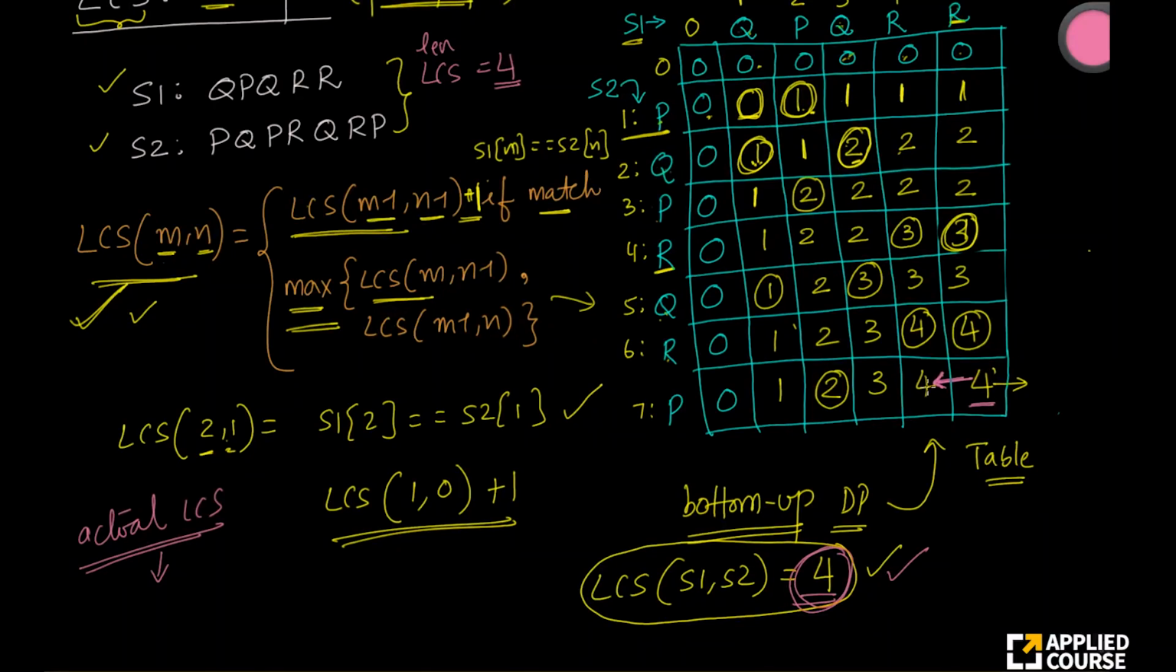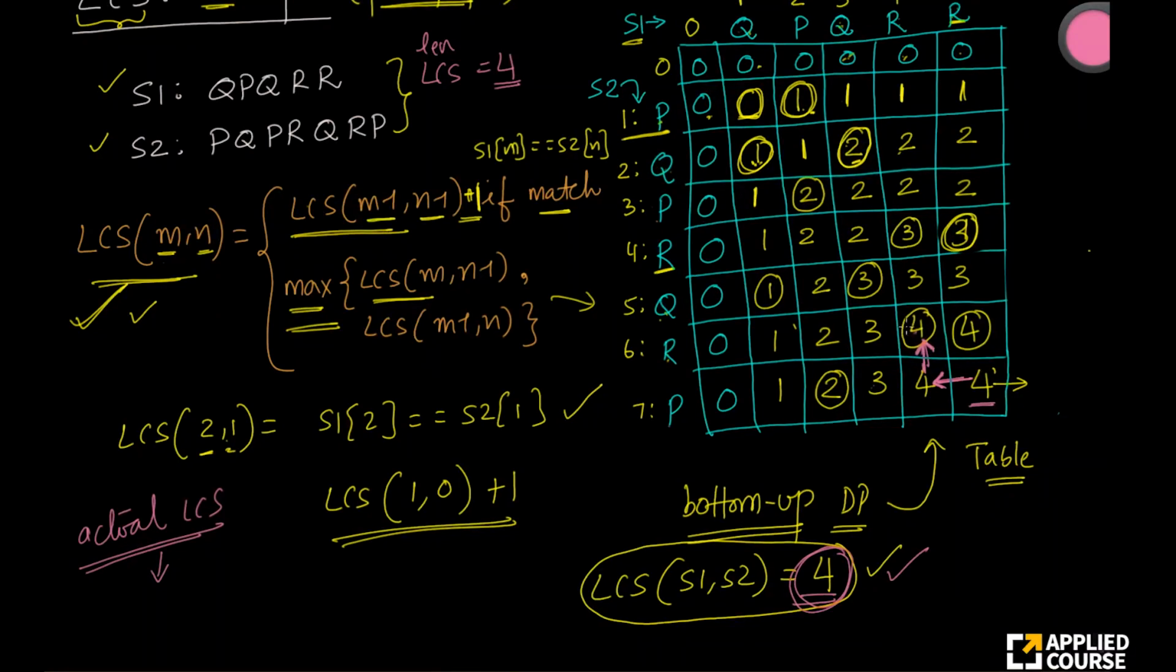Now, how did this 4 come about? This 4 was not because of a matching. If it was because of a matching, I circled it, right? If you notice, I circled it. And I can also verify that it's not because of matching, because P and R don't match. How did this 4 come about? It came about because the max of 3 and 4 is 4. And where is this 4? This 4 is here. So let's actually go up here.